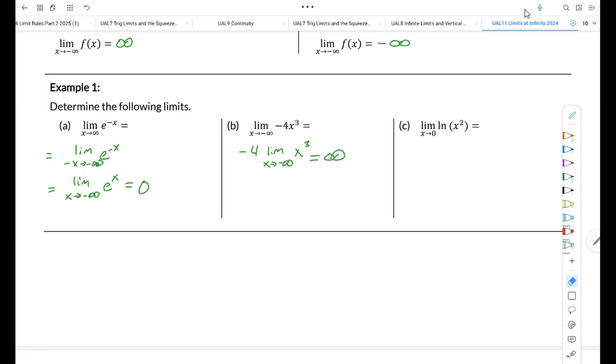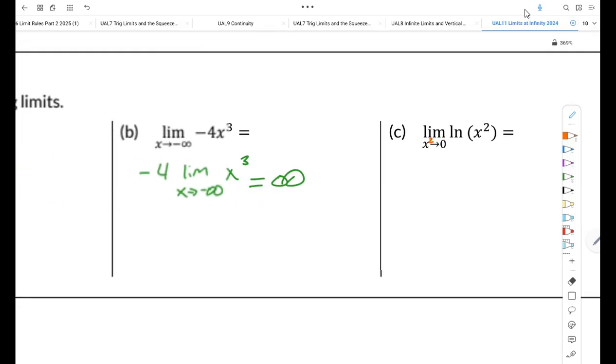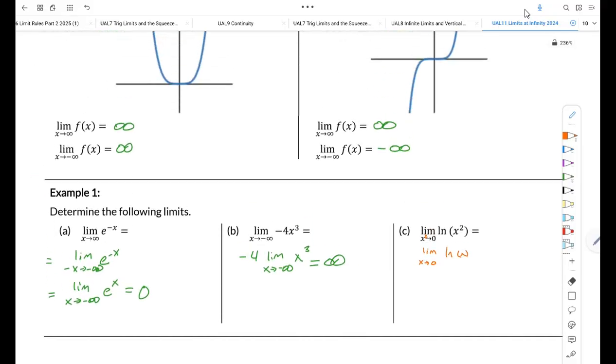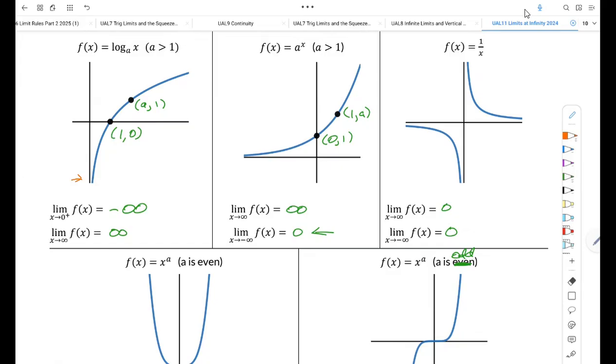Because if we just tried to do it without looking left and right, we would change x to x squared, right? And we can do that because as x goes to 0, x squared goes to 0, and then rewrite it as the limit as x goes to 0 of ln x. But that limit doesn't exist because the function doesn't have a left limit as x goes to 0, right?